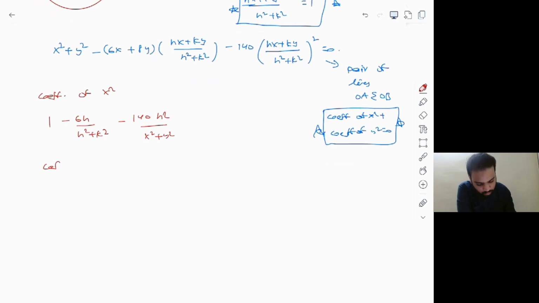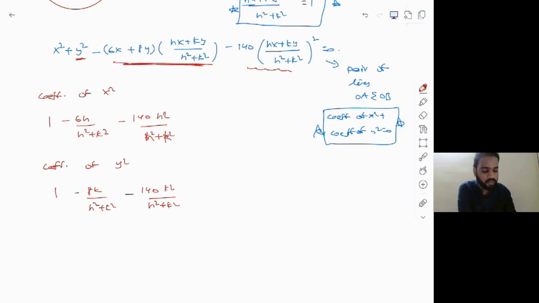And similarly, next I am going to take the coefficient of y square. Because of this y square term, I am going to get 1. In the second term here, the coefficient of y square is going to be minus 8k divided by h square plus k square. And what about the last term? I'm going to get it as minus 140 k square divided by h square plus k square.